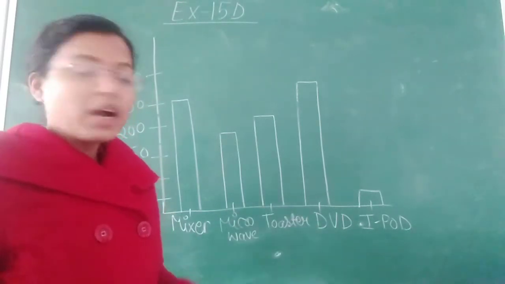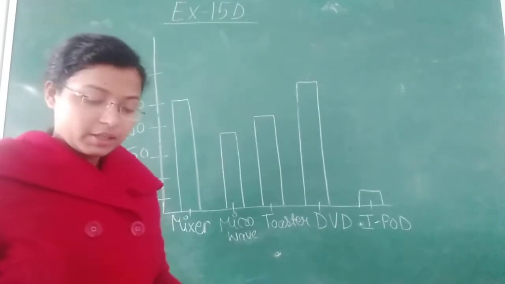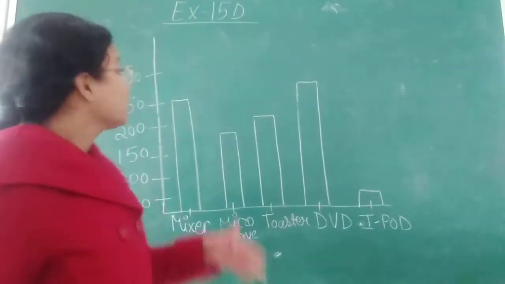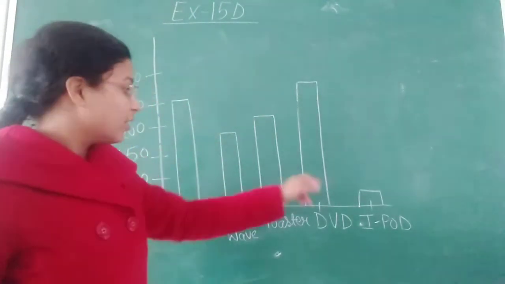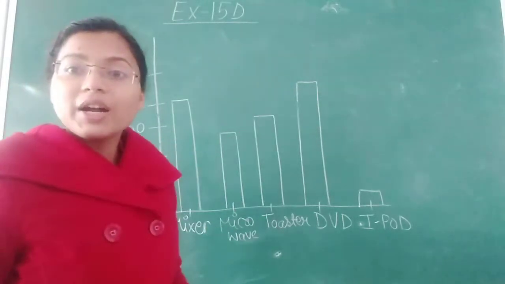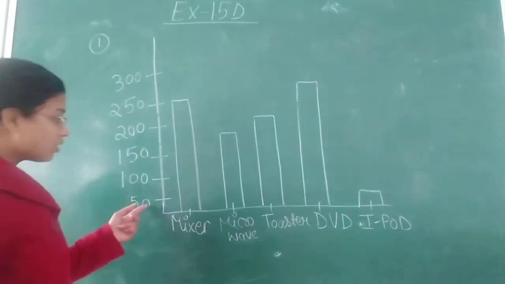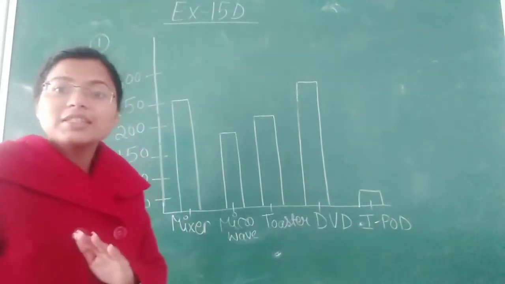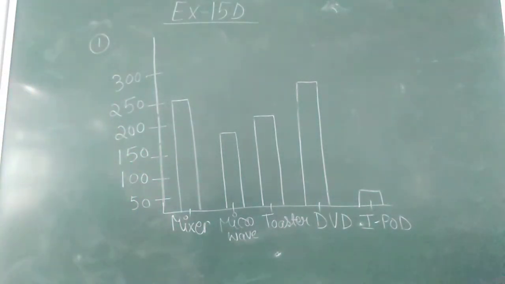Now toaster is 200, so up to 200. Next is DVD player, which is 260, meaning between 250 and 300. Next is iPod, which is 50. This exercise is very easy, and this is the solution of your first question.